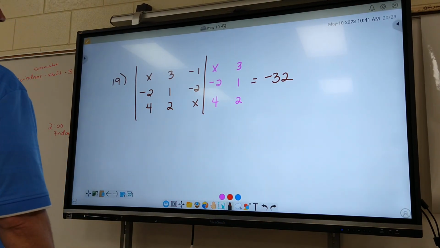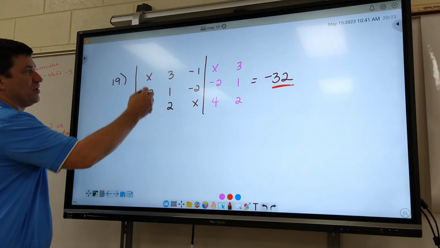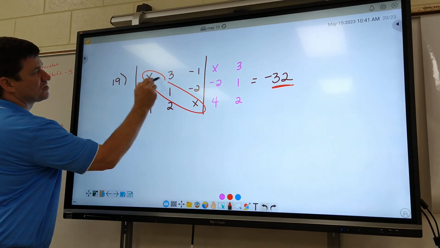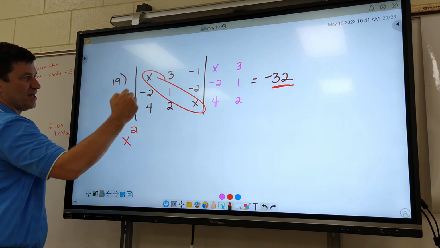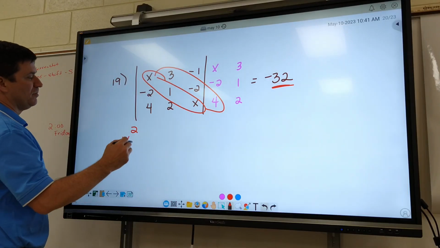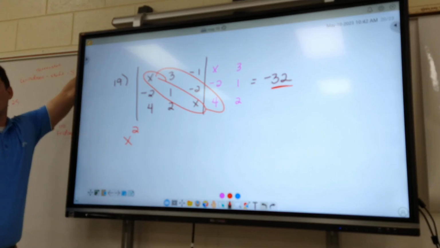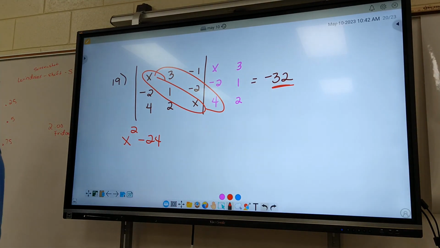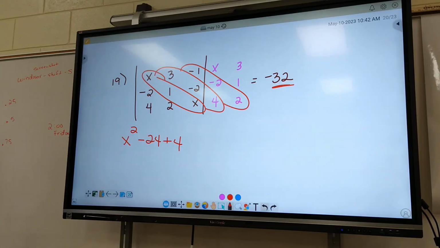This new one, you got a -32 over there, and you got x's in here. So let's do this one together. Harlan, what do I get when I times these three right here? X squared. X times x is x squared, right? Then what? Anybody? Just doing our diagonals. -24. Then what? Plus 4. All right, we're good there, right?